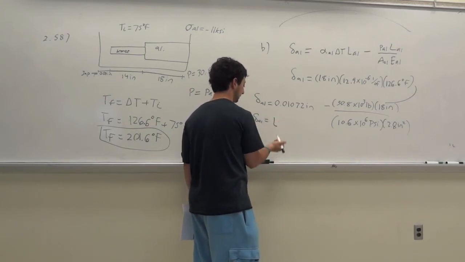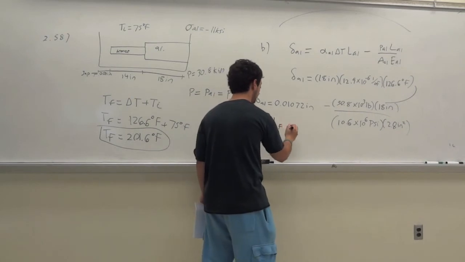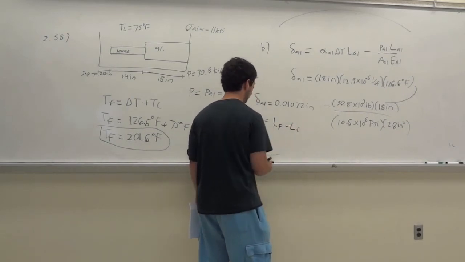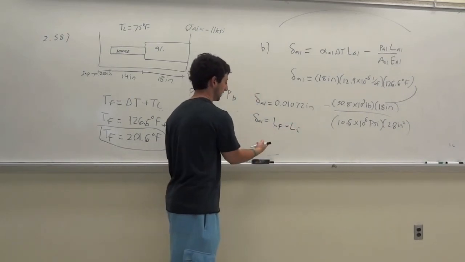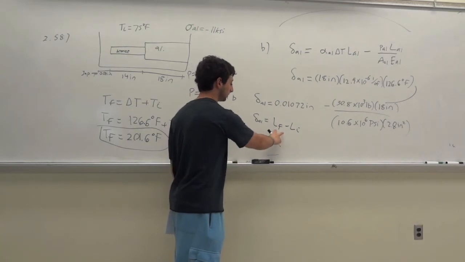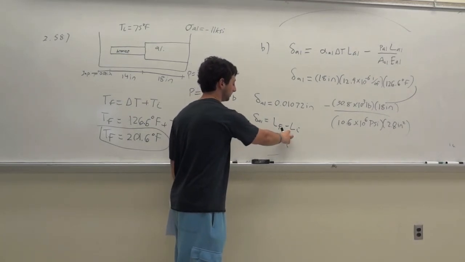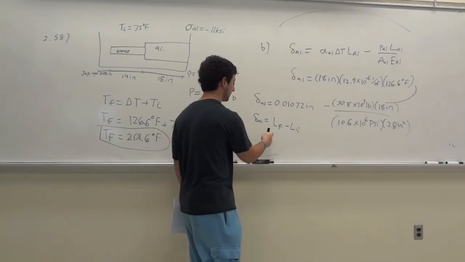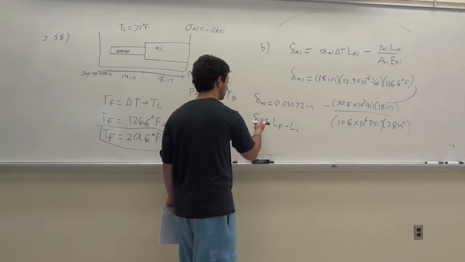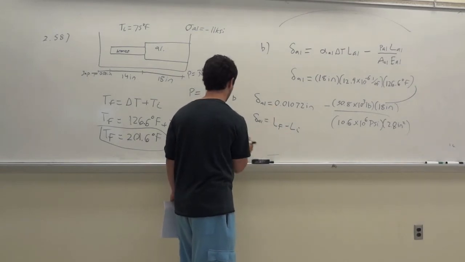So it's the same thing like the temperature difference. So it's final minus initial, right? So this is delta, this is a change in deformation. So it's the final length minus the original length. So we want the final length. So how do we get that? So it's just a change in length plus the original length.